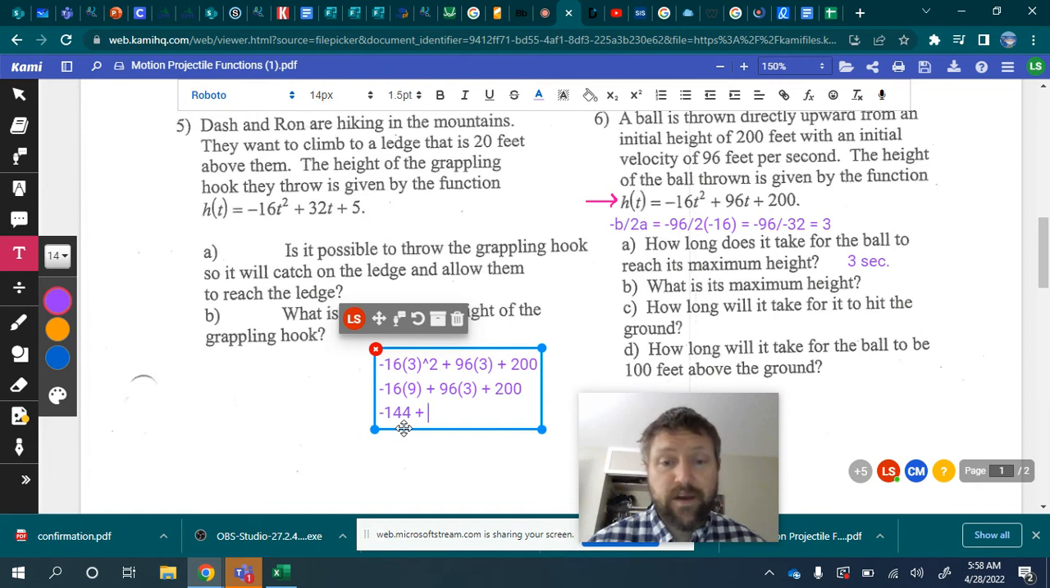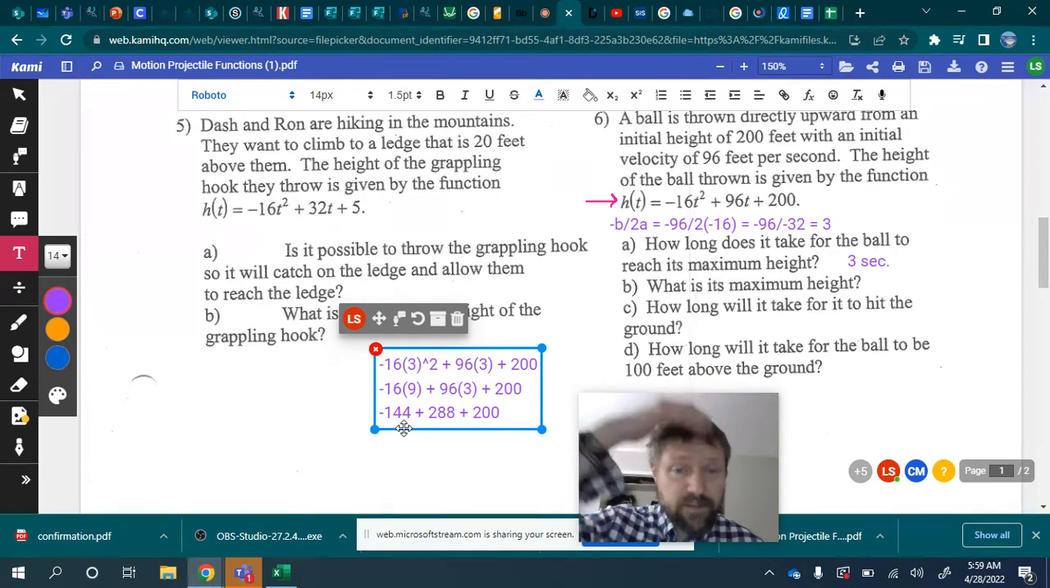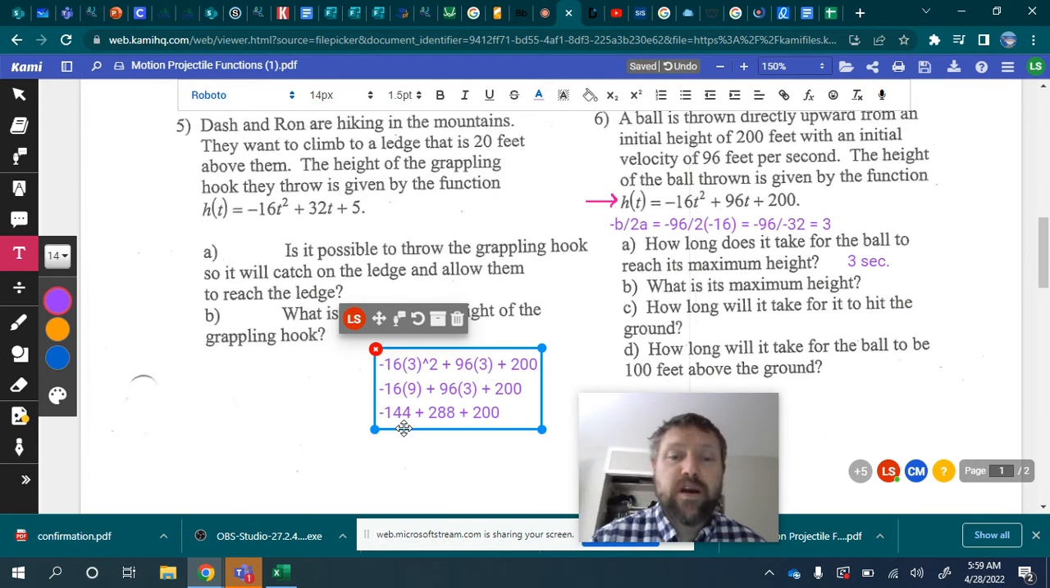Can I do this in my head? 6 times 3 is 18. Carry the 1. Then 9 times 3 is 27. So it's 288. Okay, plus 200. Right? So we do the multiplication next. Now we're down to the addition and subtraction part, right? The first one that we have to do is negative 144 plus 288.